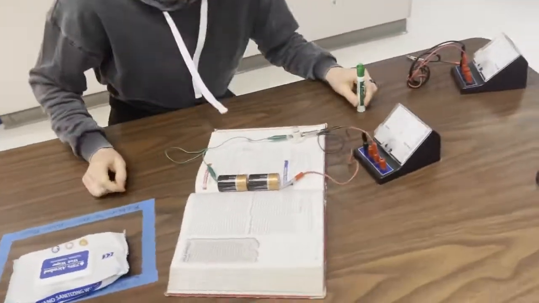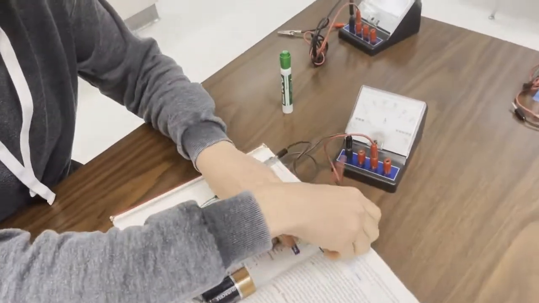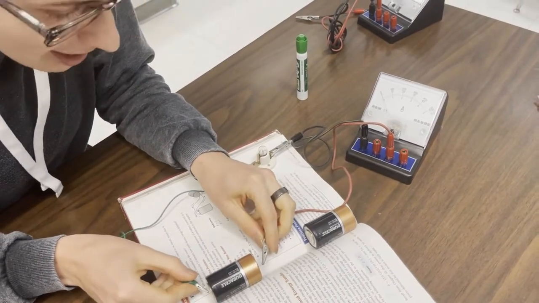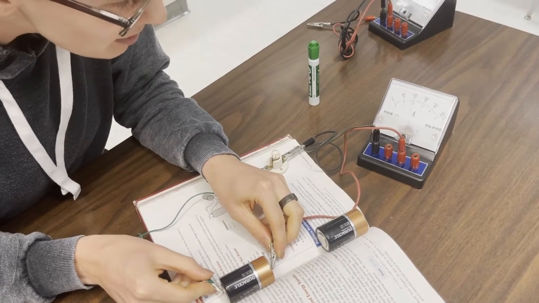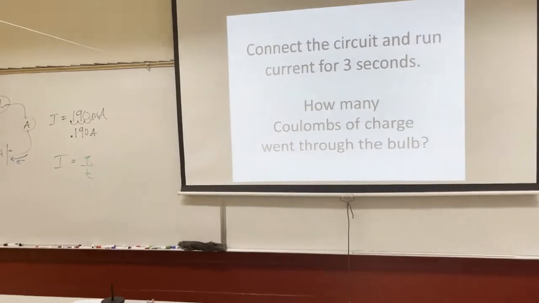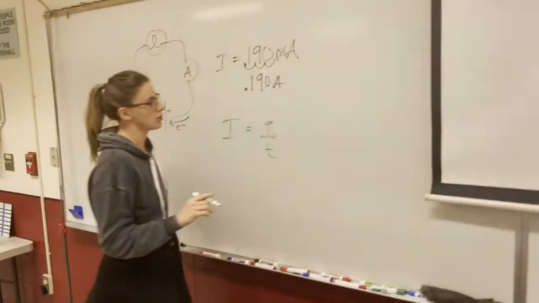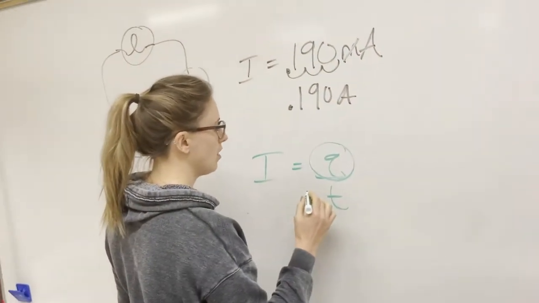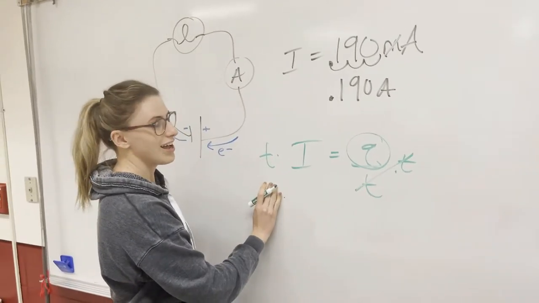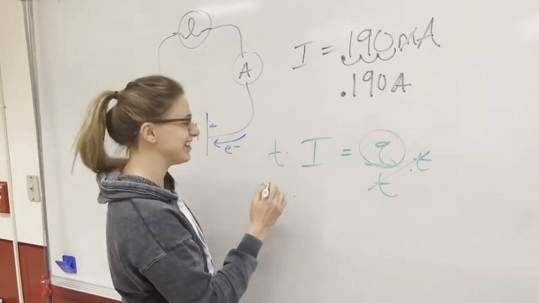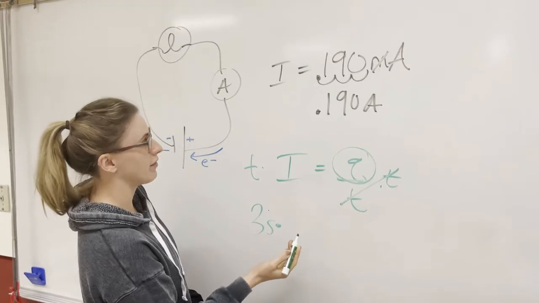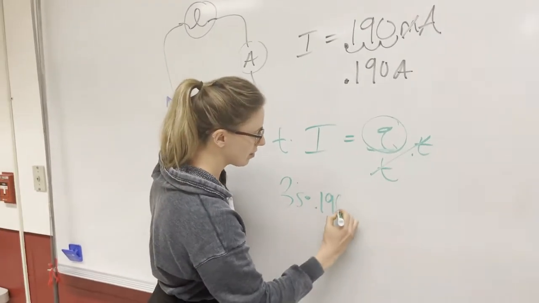I think it's just one battery. One battery. So take your mark, get set. Mark, set. 1 Mississippi, 2 Mississippi, 3 Mississippi. Okay, 3 seconds. And how many coulombs of charge went through the bulb? Coulombs is going to be this one right here, right? So we're going to multiply by t. Okay, so we need time. 3 seconds times, and how many amps did we have the whole time? 0.190 amps.